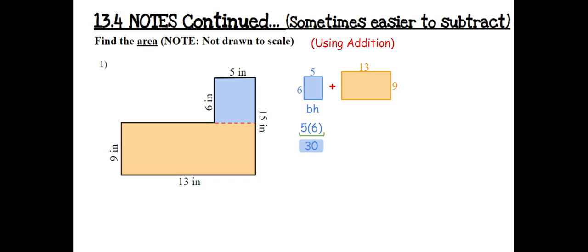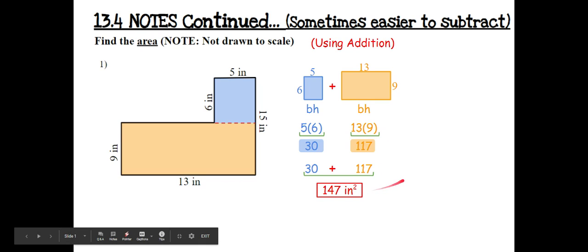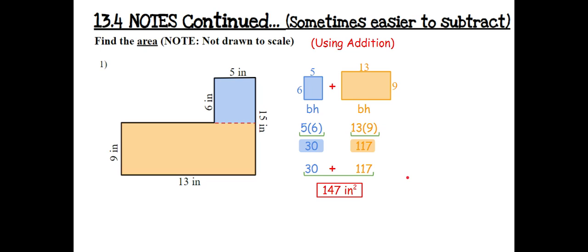We've established that the area of that blue rectangle is 30. Now let's find the area of that orange rectangle. And yes, I wrote the formula again. It's 13 times 9. Plug that into your calculator. 13 times 9 is 117. Now we're adding those two rectangles together. So add those two areas together, 30 plus 117, and you get 147. And we're finding the area, so it was inches squared. This should look the same as example 1 on your foldable that we already did.